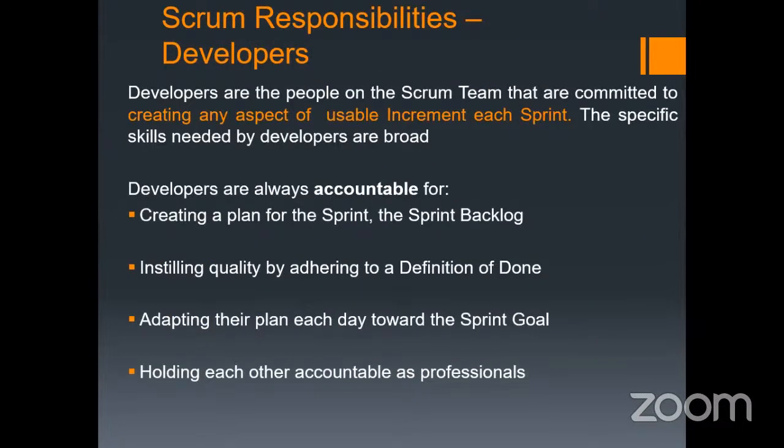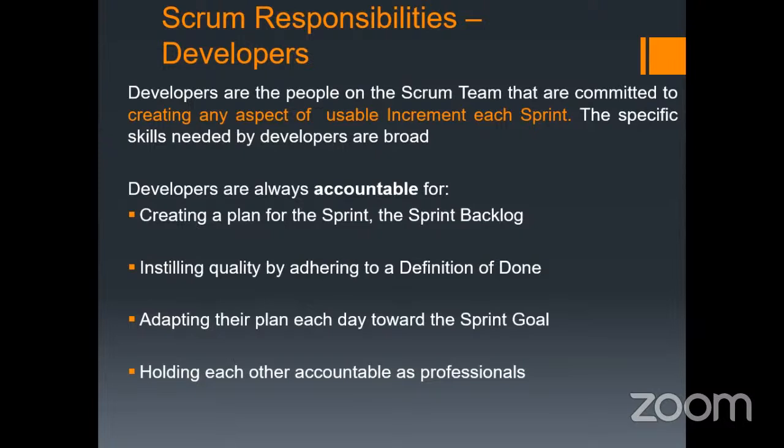Now, Scrum responsibilities. As of now, we have seen the Scrum three pillars, then the Scrum five values, then the Scrum artifacts, then the Scrum events. There are five events, and now we are seeing the Scrum responsibilities. Earlier it used to be called Scrum roles, but now it says Scrum responsibility. So there are three responsibilities, that is developers, then product owners, and the Scrum Master.